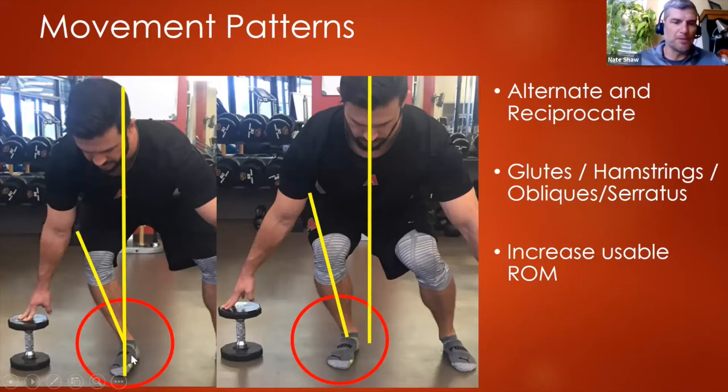His center of gravity has moved outside of his foot, and he no longer has a punctum fixum or a stable base or any of those things. So what we're trying to do is create a little bit of internal rotation up here in his hip joint and create some strength.